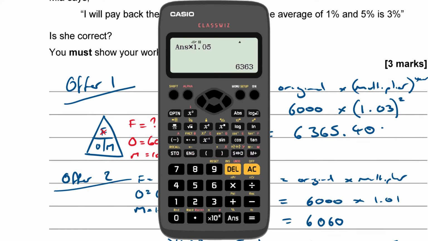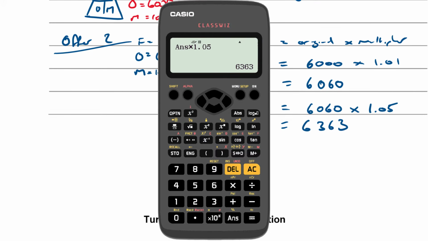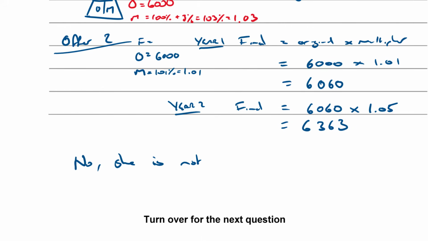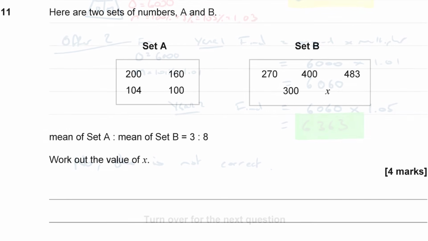So is she correct? No, she is not correct. I think we've done everything. We've got our 2 answers, haven't we? This is the first offer 1, and this is offer 2. We found both answers, and we're saying she's not correct. I think that's fine. Question 11.